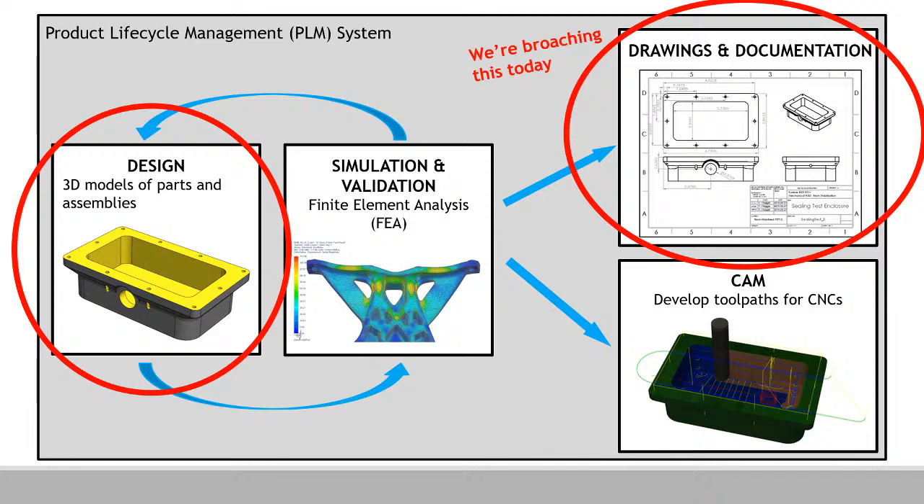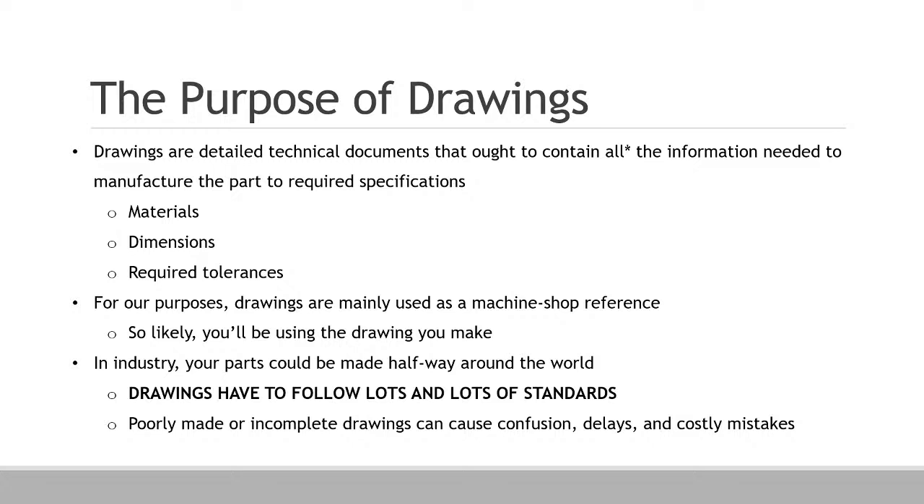This is our map of the product lifecycle management, and so we're dabbling into drawings and documentation, but still have a foot in design here today. So the purpose of drawings, engineering drawings: they're technical documents that contain basically all the information needed to manufacture any given part to your required specifications. It includes materials, obviously dimensions, and the required manufacturing tolerances, and sometimes some additional information.